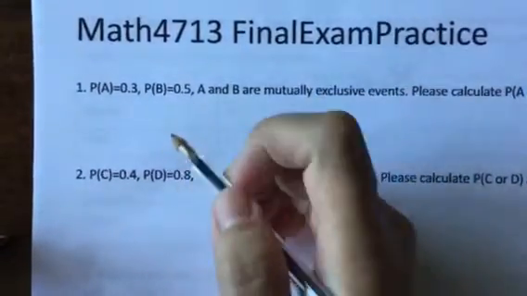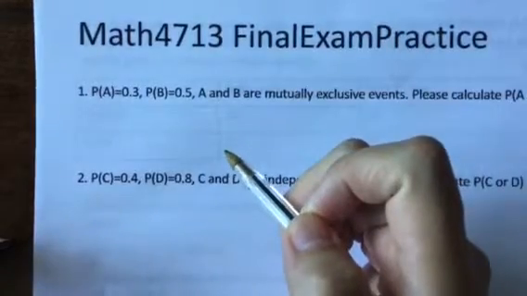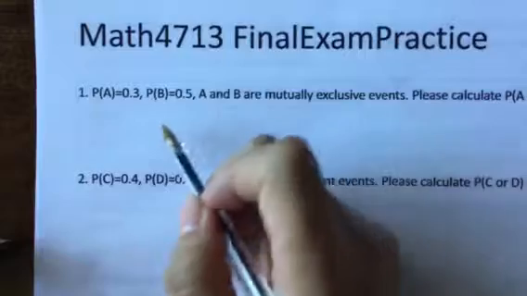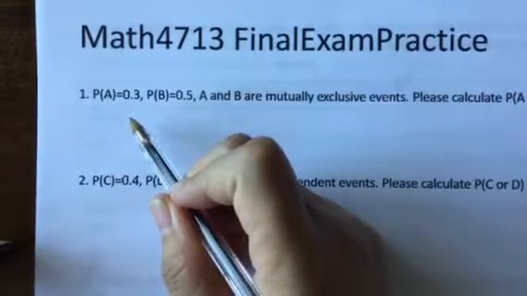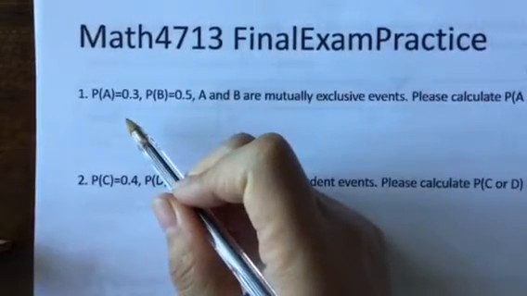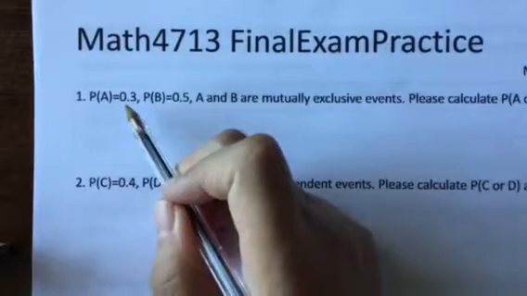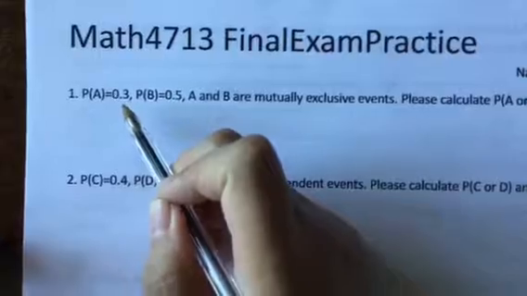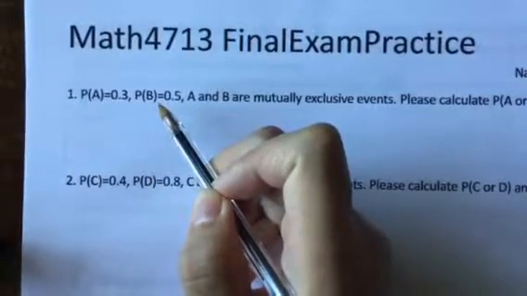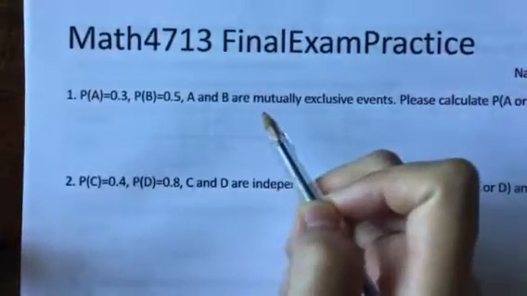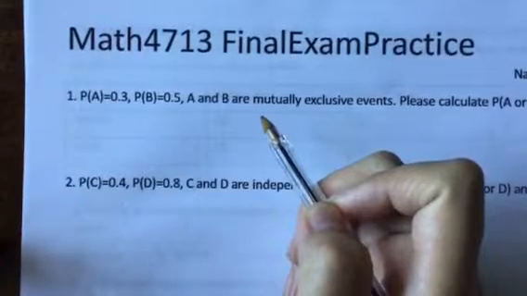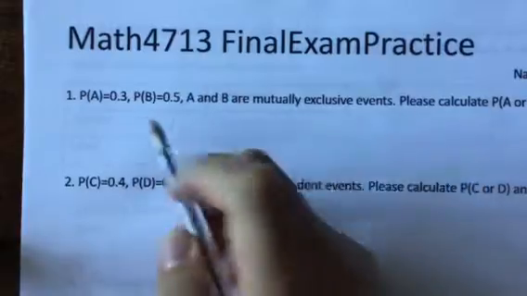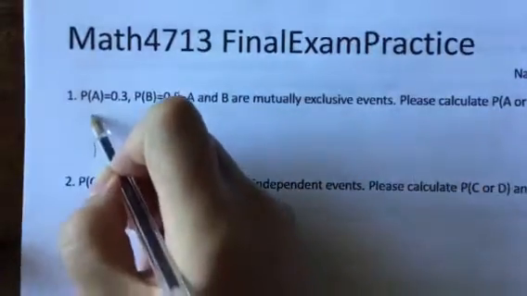All right, let's talk about calculating the probability of an OR event and an AND event. So the first question is, suppose we have two events. A has a probability of 0.3, B has a probability of 0.5, and these two are mutually exclusive. Mutually exclusive means they are not going to happen at the same time. So that means A and B won't happen at the same time.